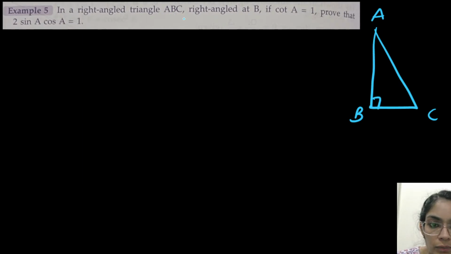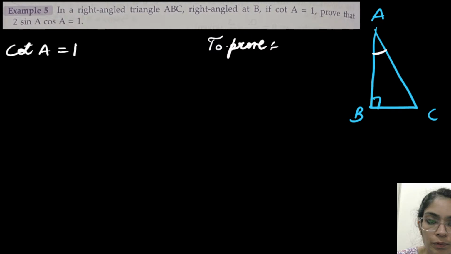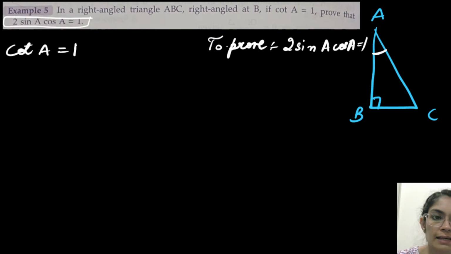So, what is given to us? Cot A is 1. So, cotangent A is equal to 1. A angle is here. I'm just highlighting it. So, what we have to prove? We have to prove 2 sine A into cos A is equal to 1. So this is what we have to prove.